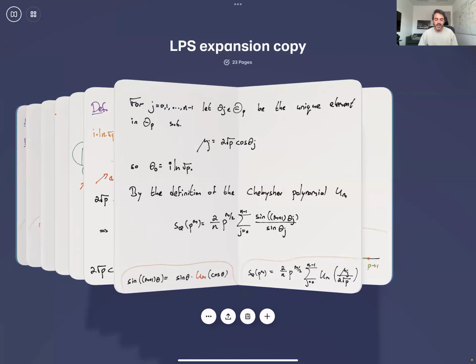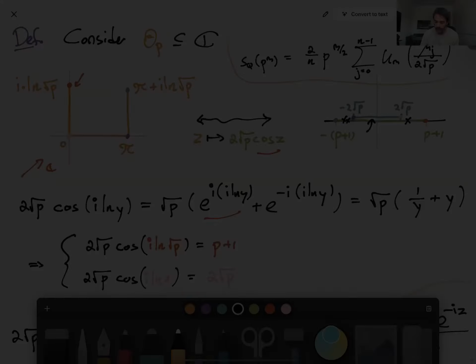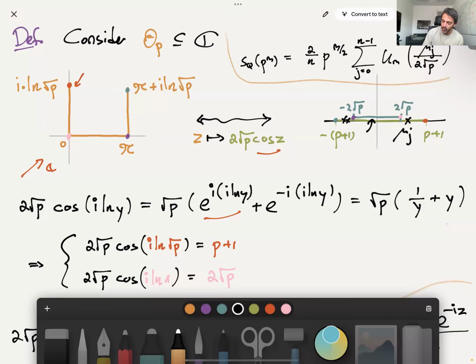Right, so now let's denote by theta j the pre-image of mu j under this map. Maybe this is a mu j, so let's consider the pre-image. This is a bijection, so let's consider the pre-image and we'll call it theta j. So maybe it's here, something. It's between the red and the pink.